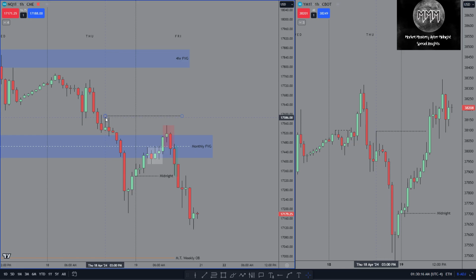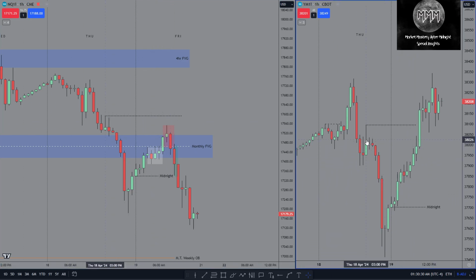So this high here on the NASDAQ, okay, so from 3 p.m. on Thursday, okay, draw this high out, we can see the NASDAQ fell short of this high. Okay, let's look at the Dow here. That same high, that 3 p.m. on Thursday, let's mark it out. Okay, the Dow ripped through that high, okay? It saw displacement through it.